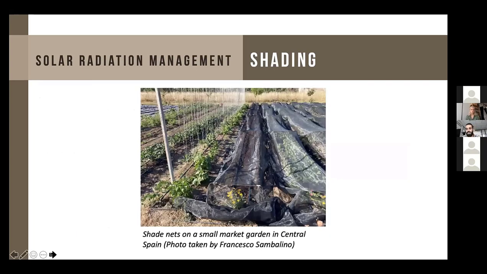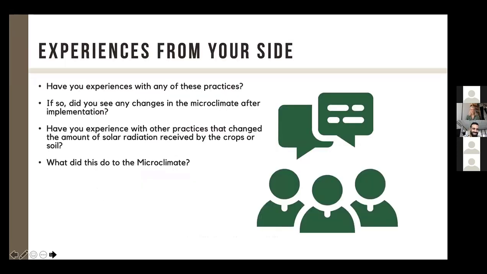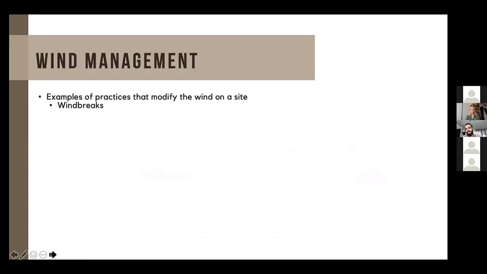Yeah, and this is actually a photo of Francesco's farm. So thanks for the example, Francesco. Much appreciated. And I'm just going to skip right ahead to the last practice that we're going to talk about in this section, which is wind management, particularly through the use of windbreaks.